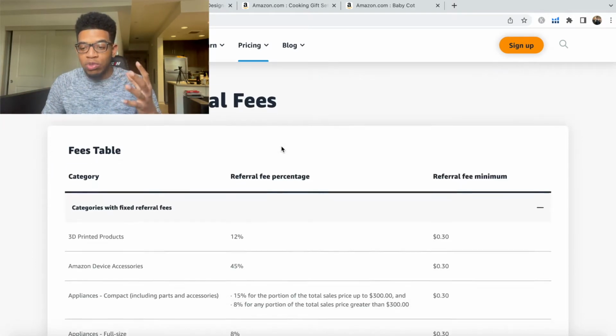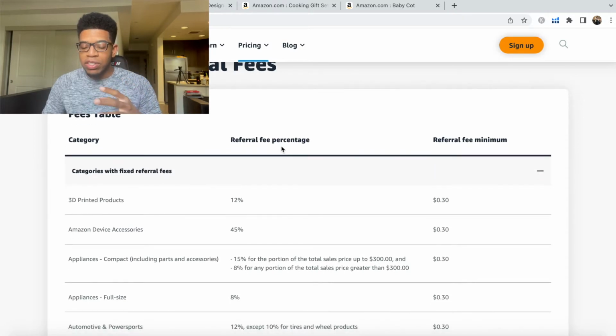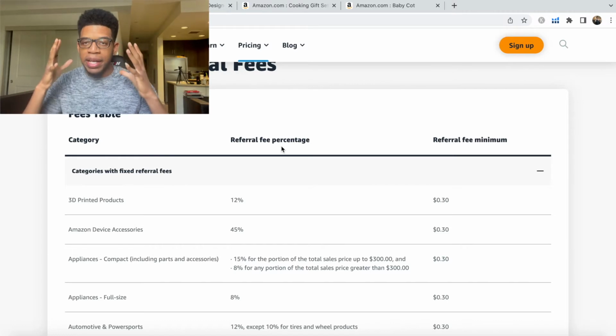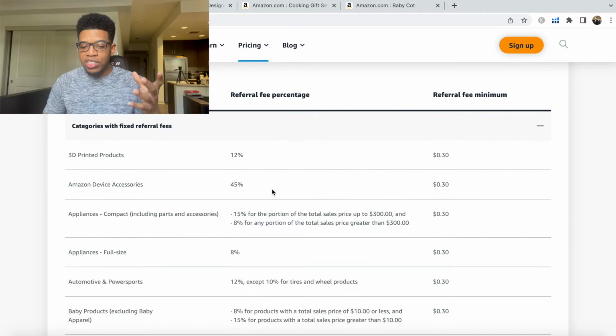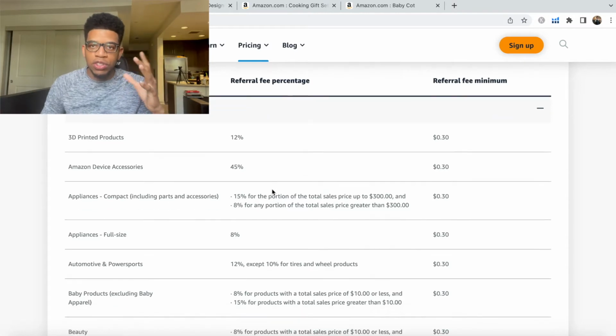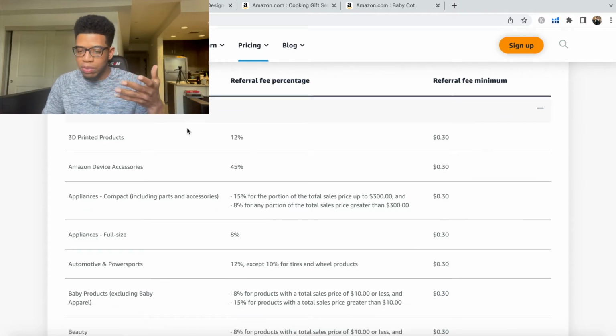Now, what are the actual charges for the referral fees? So it's going to be based on the specific category that you sell under. Now, as a general rule, across most categories and for most products, they will be paying a 15% referral fee. But once again, if your product is slightly different, if you're selling clothes or maybe jewelry or food, it's going to be slightly different. So we can just simply read it.